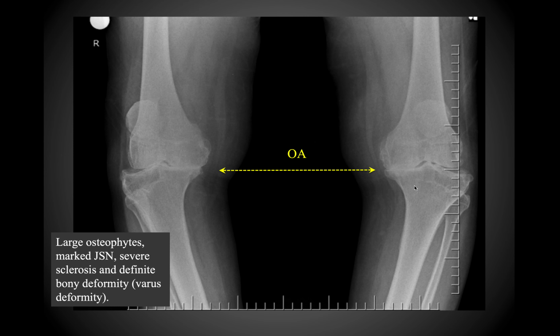This is a more extreme example of osteoarthritis in both knees. So this is a bilateral case of osteoarthritis, and you'll note that there's a clear varus deformity in this patient. There are also large osteophytes, which you can see, and then severe sclerosis, which is sort of this connective tissue that invades normally healthy tissue in a pathologic state.